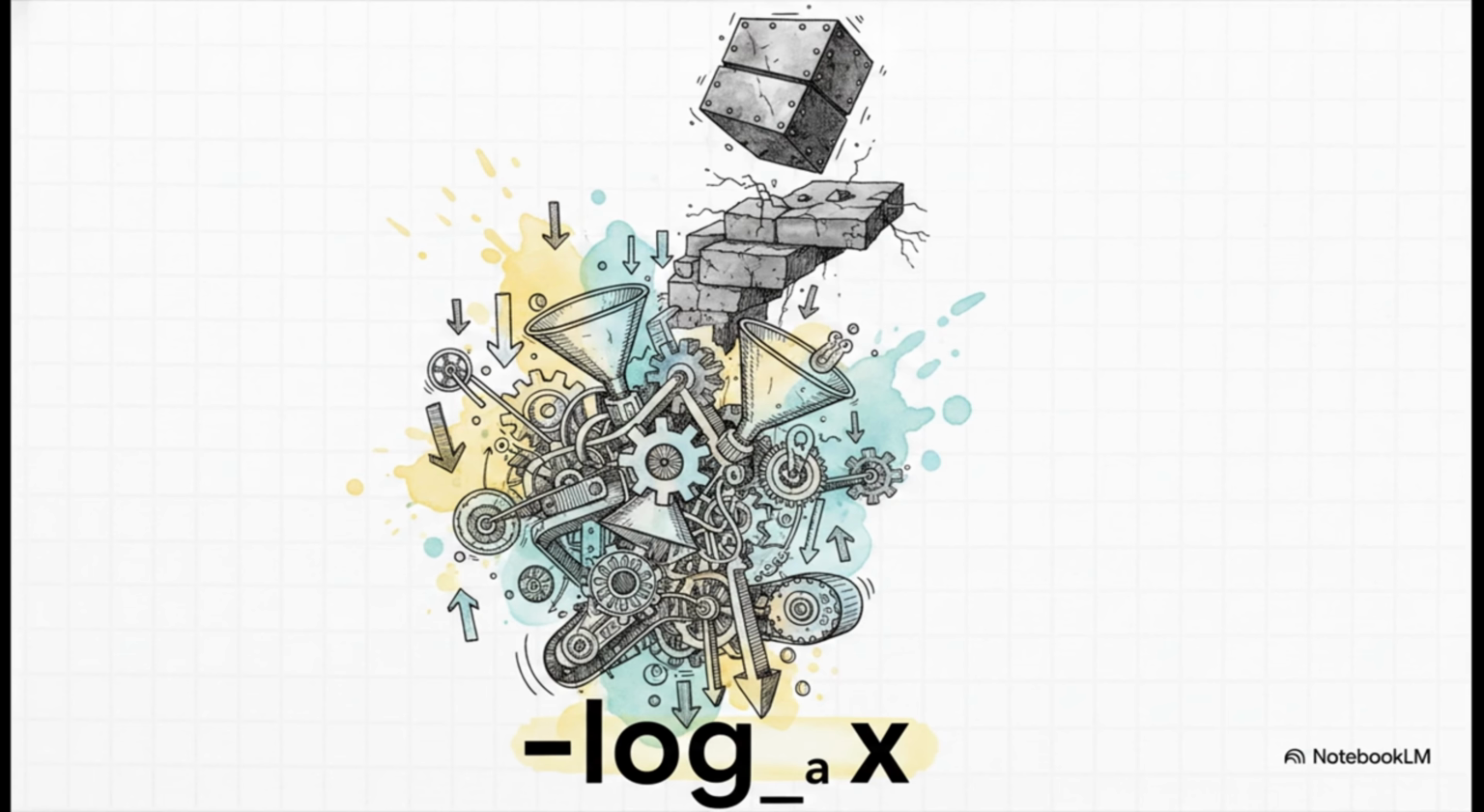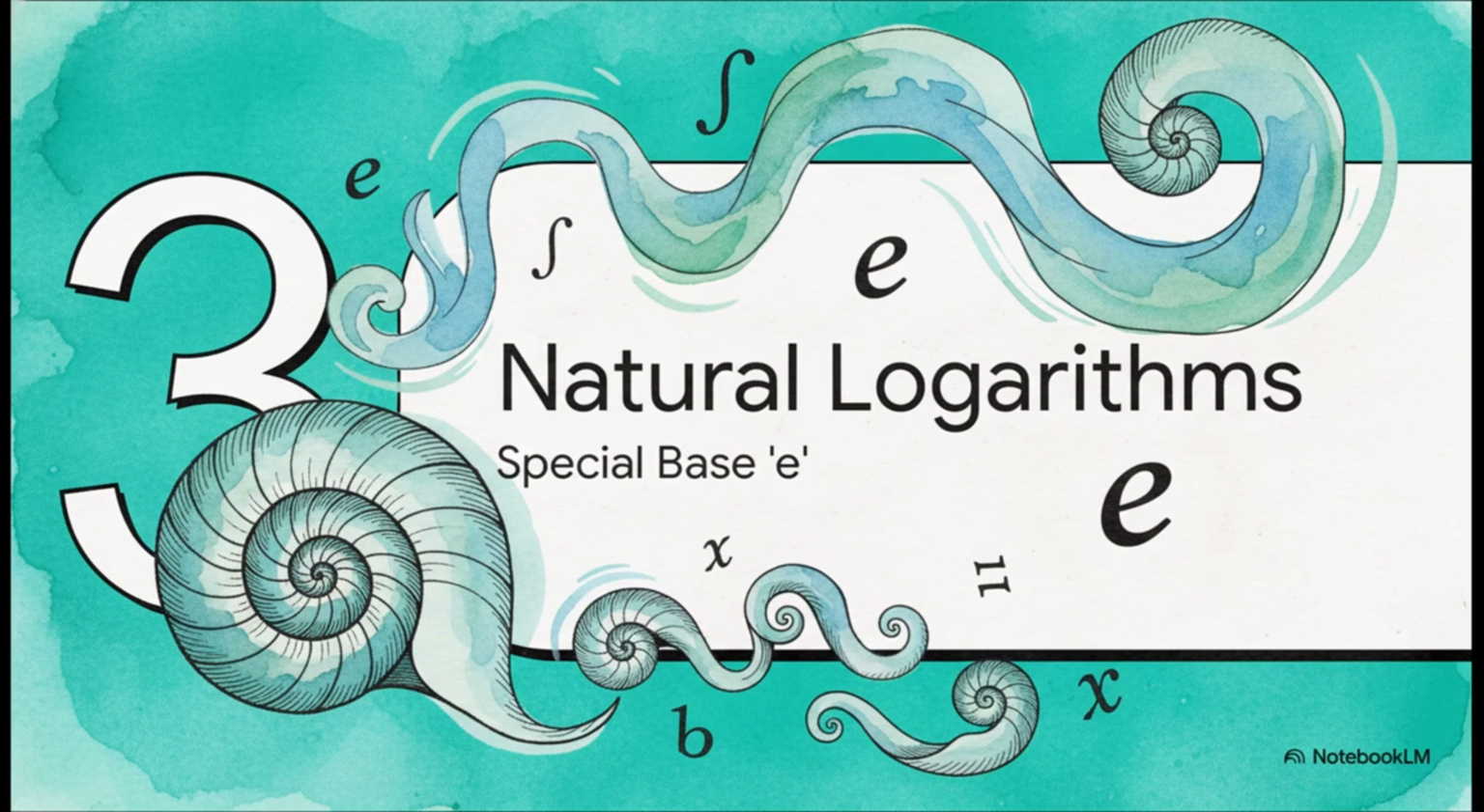Now why does this happen? Well, in the language of exponents, 1 over x is the exact same thing as x to the power of negative 1. And according to that power rule we just looked at, that negative 1 exponent just drops right down to the front of the logarithm. It perfectly demonstrates how fractions and negative logarithms are mathematically identical concepts. Pretty cool, right? Let's move to Section 3 and see how this builds.